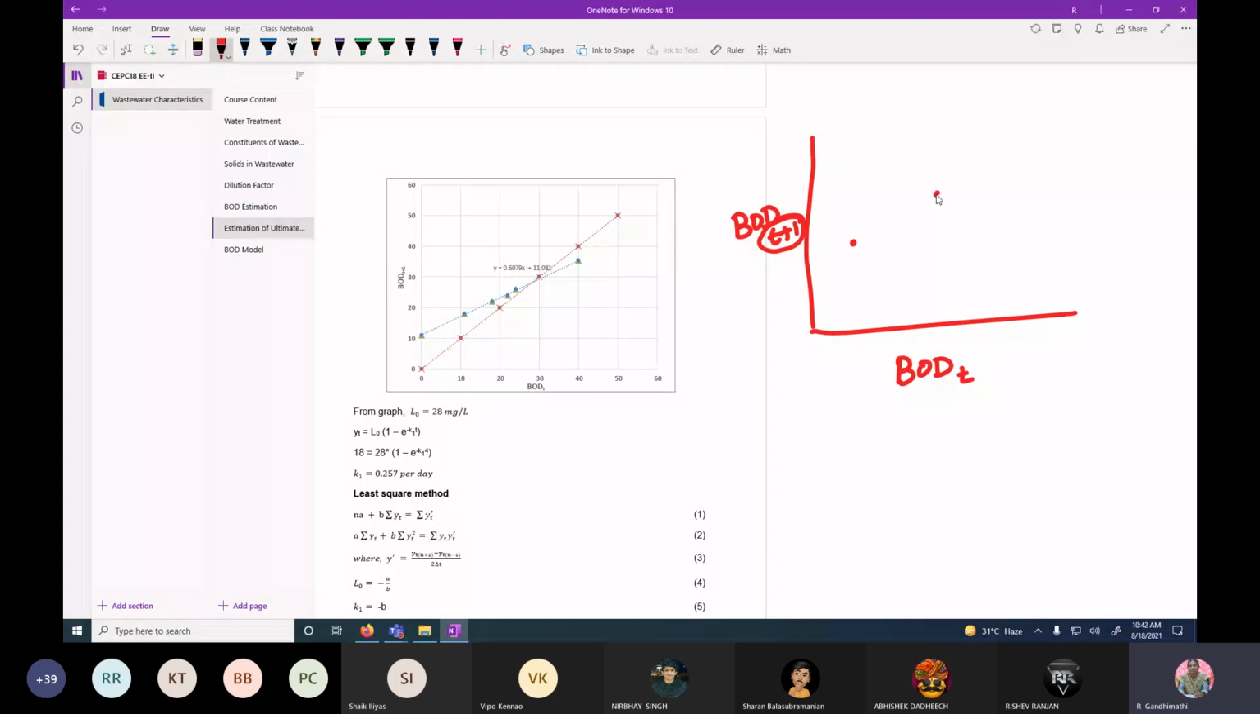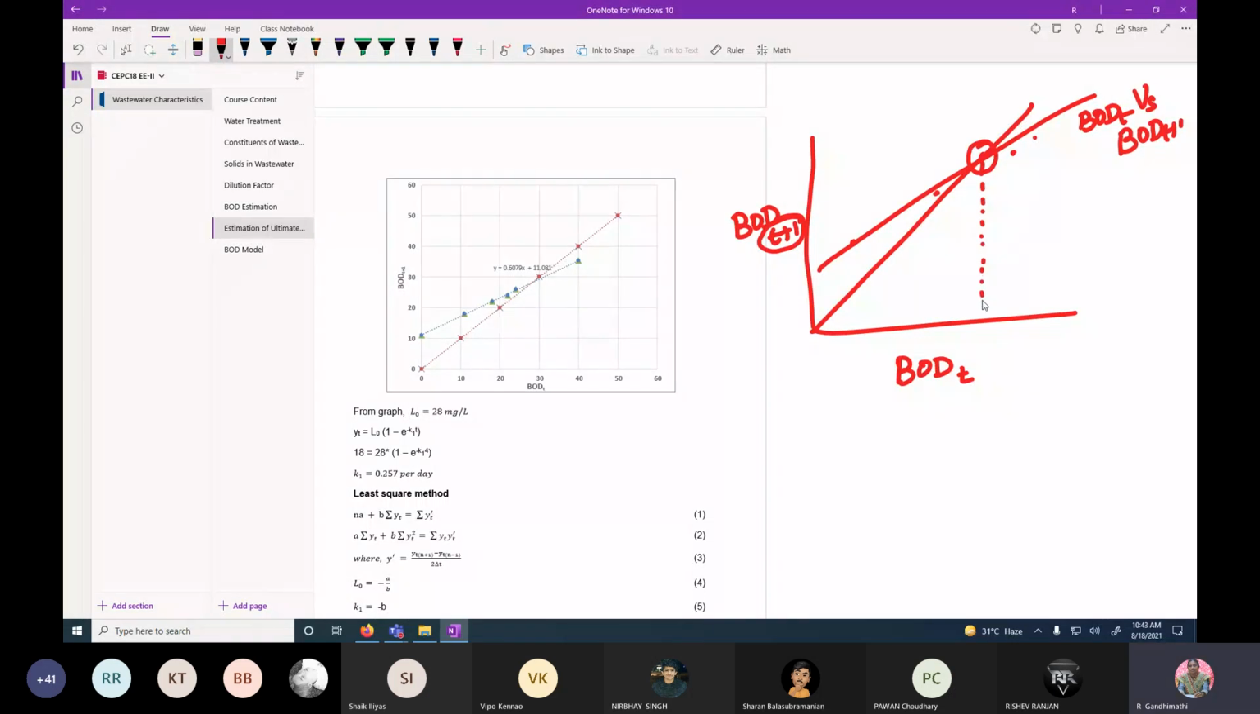Okay, here also maybe you will get some points somewhere here, and then draw the best fit line. After plotting this, draw a 45-degree line. This may intersect the BODT versus BODT plus 1 at some point. Okay, then just note down this point. From this, you construct the vertical line, and then it may intercept the x-axis somewhere, that is called L0.